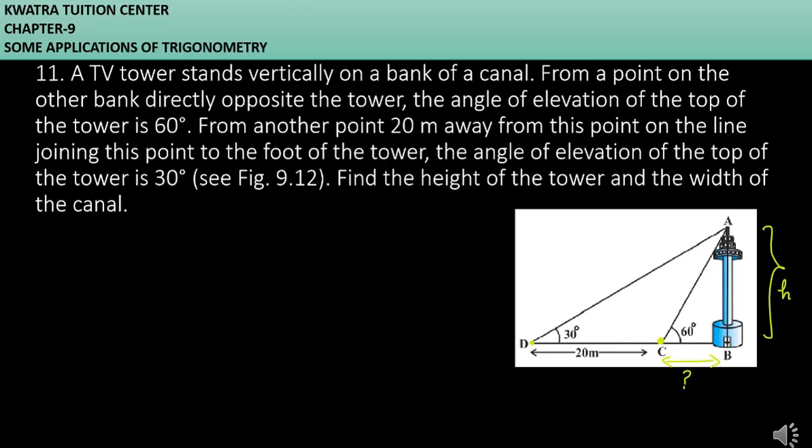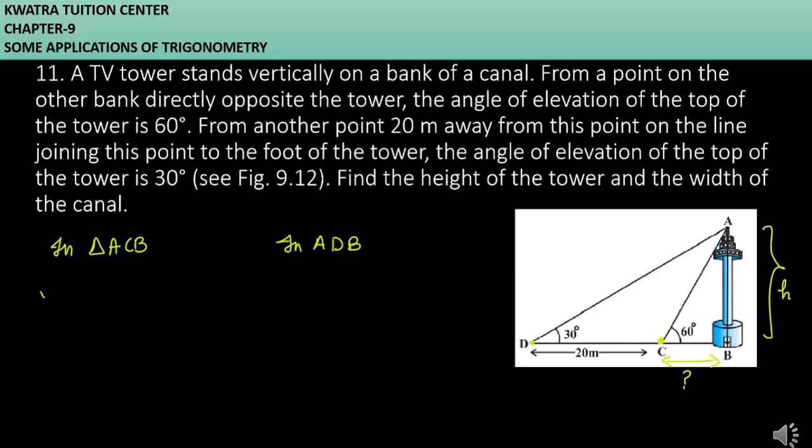So you can see very clearly that there are two right-angled triangles. One is your ACB. Which is the second triangle? ADB. Do not write ADC, because that is not a right angle triangle. This is the biggest mistake students make.